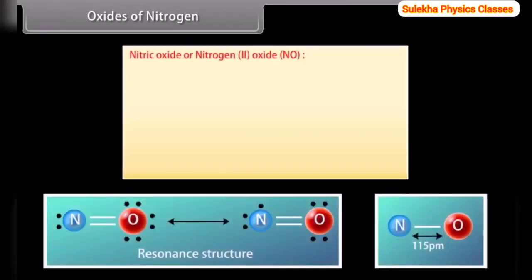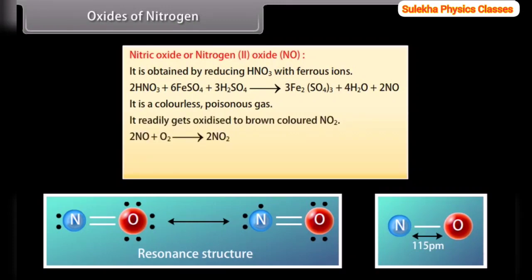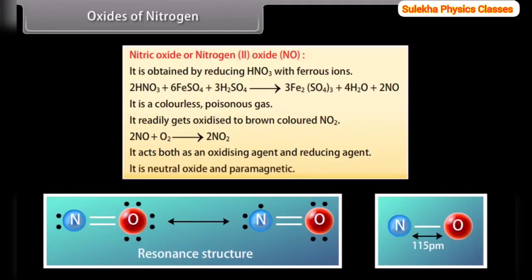Nitric oxide, or nitrogen(II) oxide. It is obtained by reducing HNO3 with ferrous ions. It is a colorless, poisonous gas. It readily gets oxidized to brown-colored NO2. It acts both as an oxidizing agent and reducing agent. It is a neutral oxide and paramagnetic.